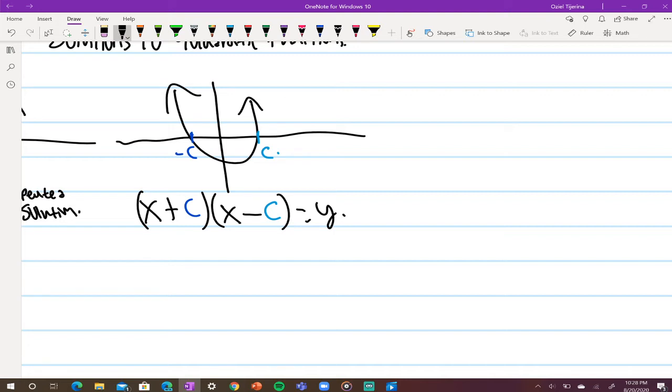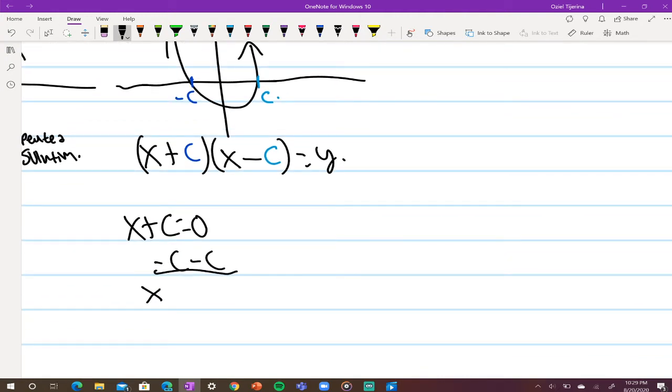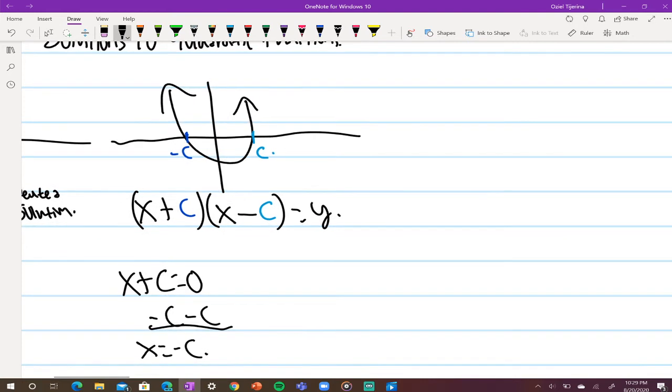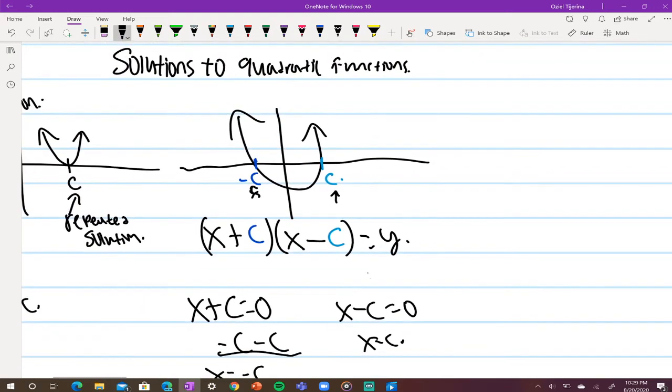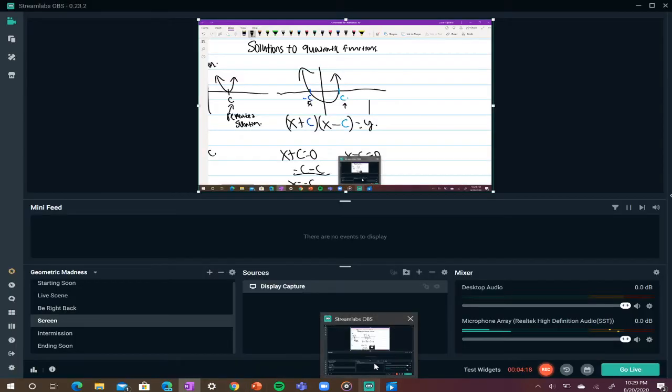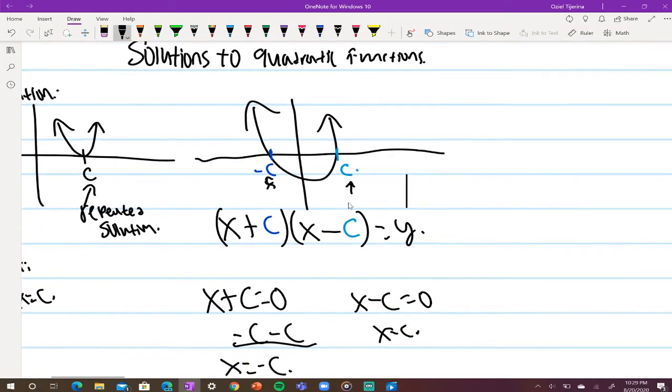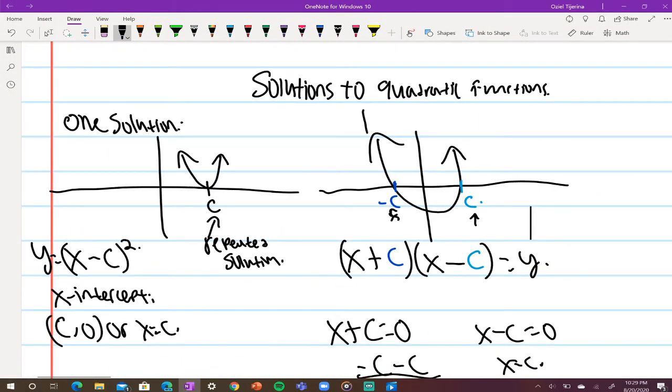The reason why I put plus c and minus c is because when you do x plus c equals 0 and solve for x, you get x equals negative c. So that's why over here x is negative c, and over here x is c, and when you do x minus c equals 0, you get x equals c. So that's why I did it like that. This is for two solutions, by the way.